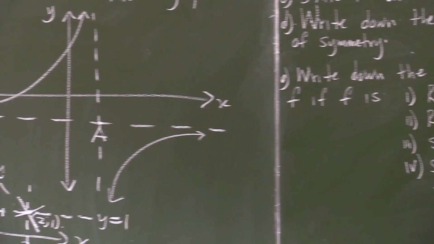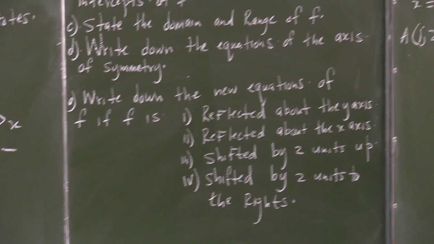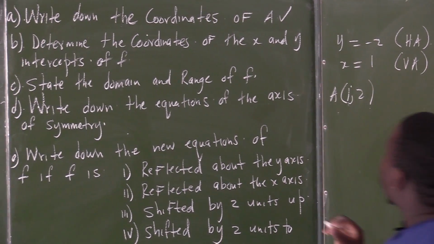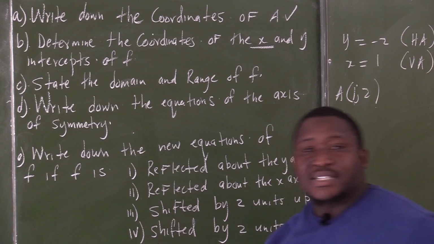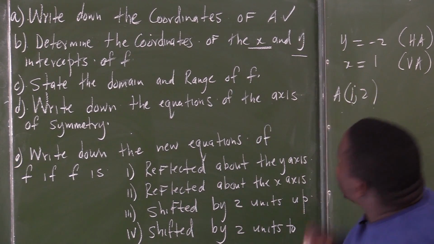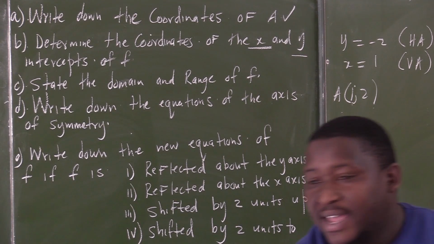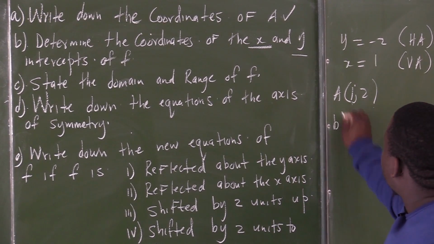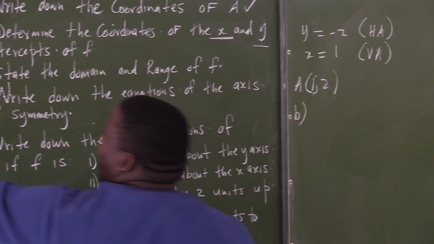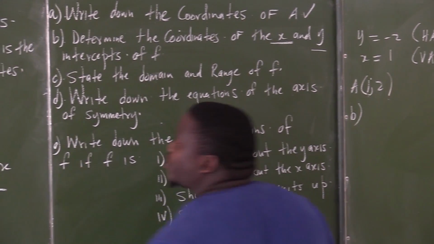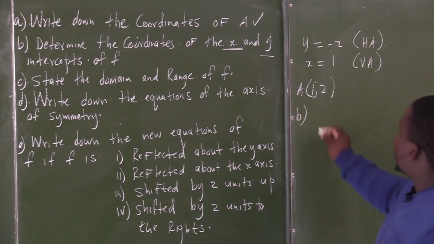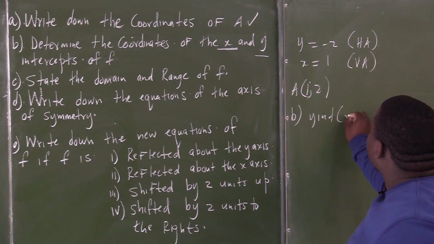Now let's look at the second question. Determine the coordinates of the x and y intercepts of f. Now, every time the question says find the x-intercept, you always make y 0. Every time the question says find the y-intercept, you always make x 0. So if you look at B here, I am looking for the x and y-intercepts, and I know the equation of f. It means I need to go to the equation of f and make x be 0 to find the y-intercept.